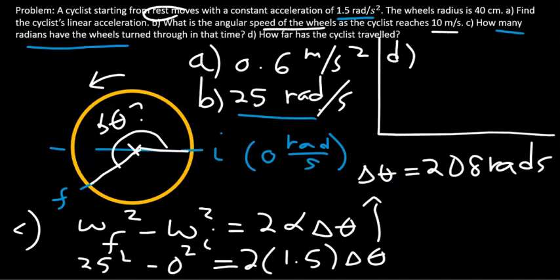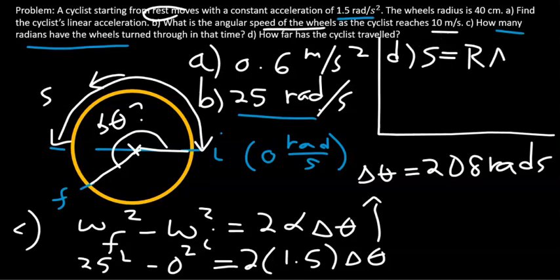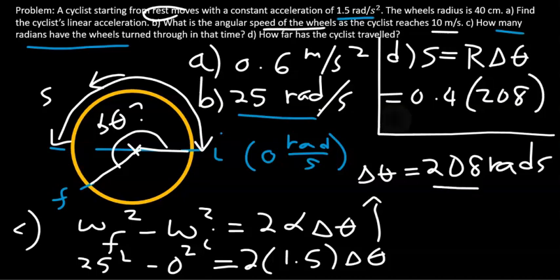Now finally, part D. How far has the cyclist traveled? Meaning, what is that arc length? Let's call it s. So the arc length is given by the radius times the angular displacement, which we know in this case. So 0.4 is the radius and angular displacement is 208 radians, which is 83.2 meters. And that solves the problem.